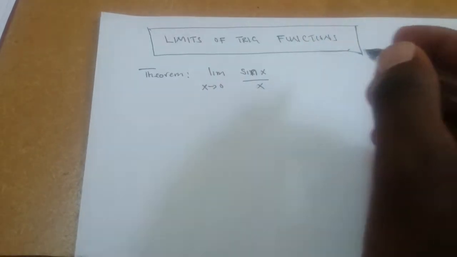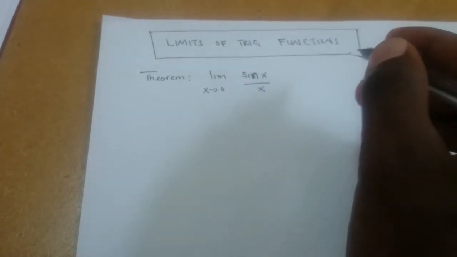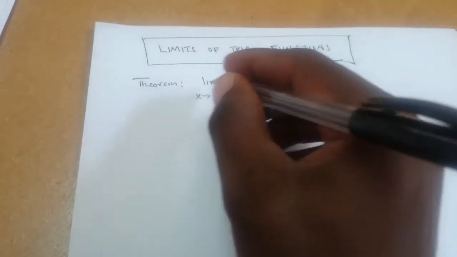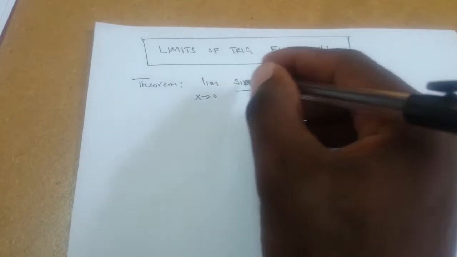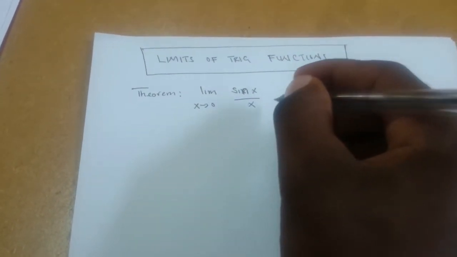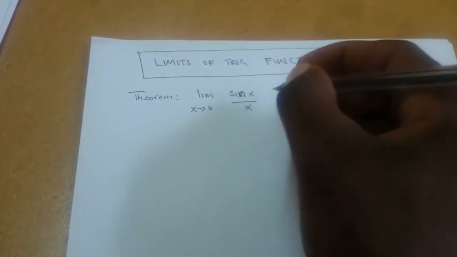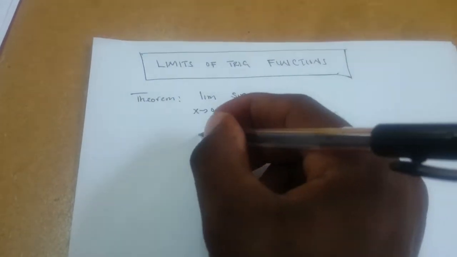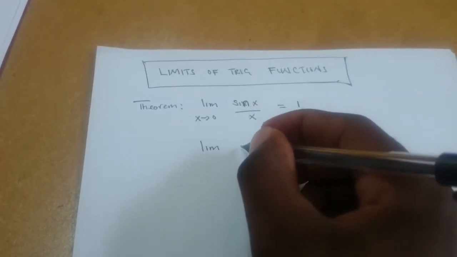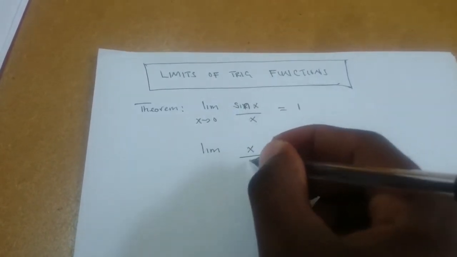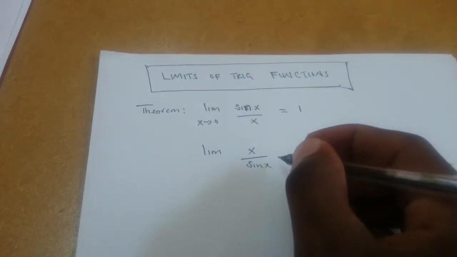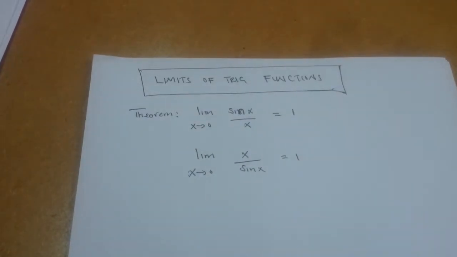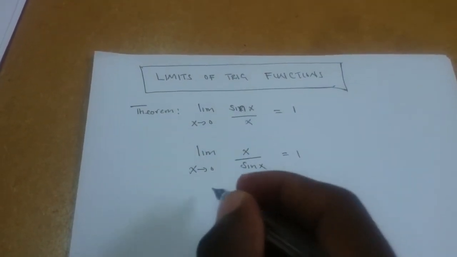So let's do limits of trigonometric functions. There's a theorem that says the limit of sine x over x as x is approaching 0 is equal to what? 1. And then there's also the limit of x over sine x as x is approaching 0. This one is also equal to what? To 1. So this is the theorem.